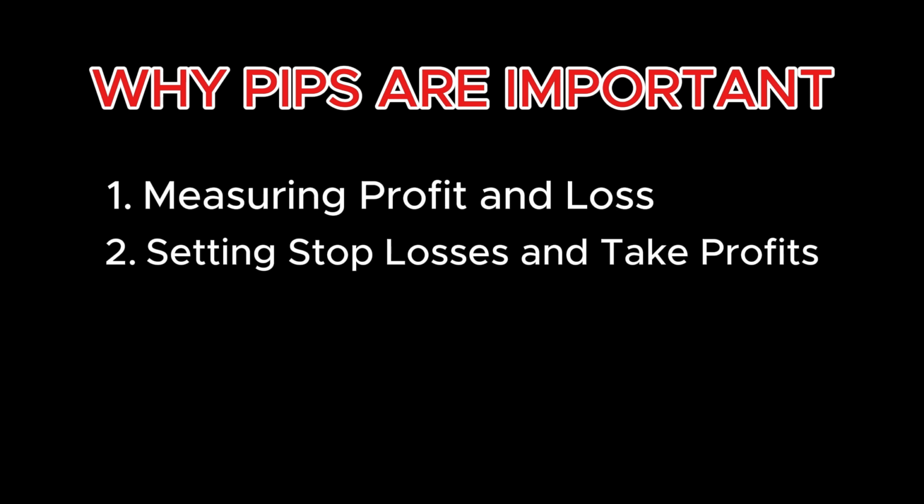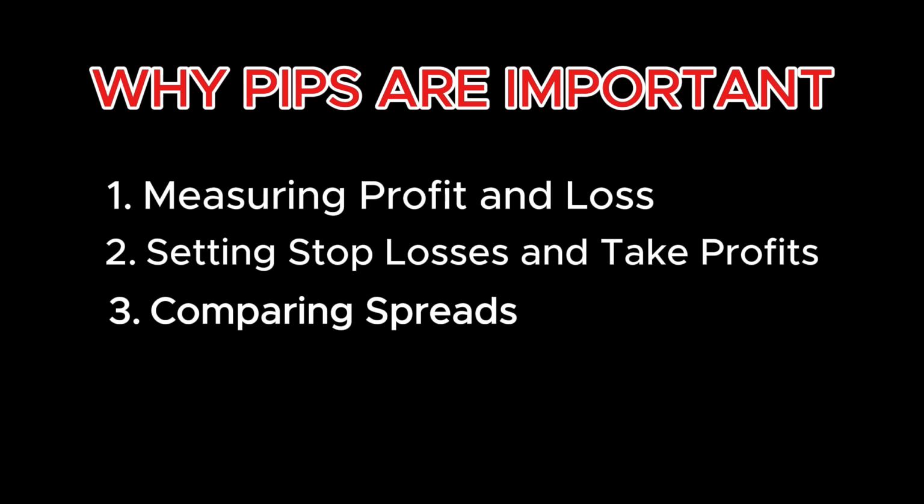Then the number three and the last is what? Comparing spreads. Spread is the difference between the ask price and the bid price. It is the amount that is being charged by the broker for placing a trade for you. The spread is usually measured in pips. A tighter spread, that is fewer pips, means lower trading cost, while a wider spread means higher cost. That's a wrap up for today's video.